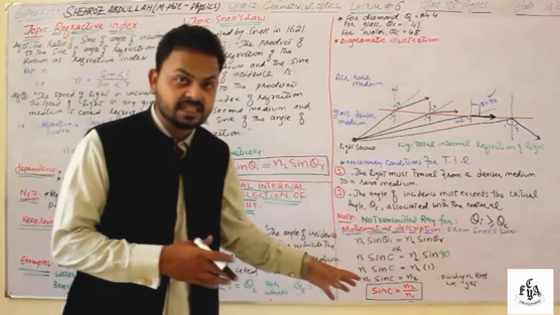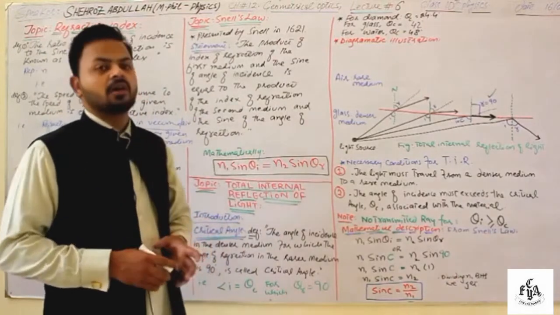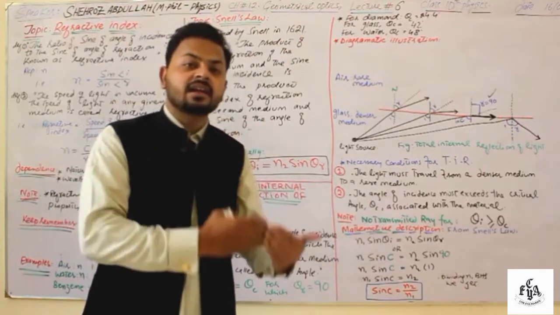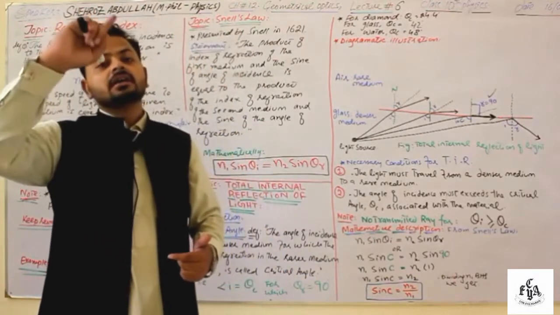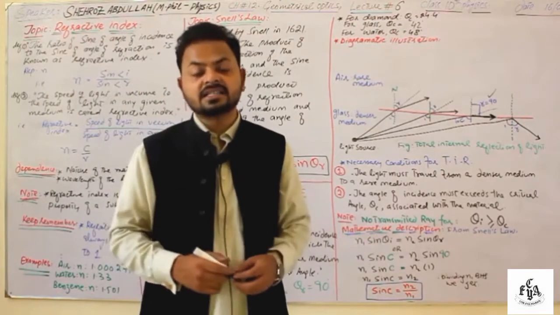Now we are going to discuss total internal reflection. We have already discussed it, and we are summarizing it now. Critical angle is that incident angle in the rarer medium for which the angle of refraction in the denser medium is 90 degrees.